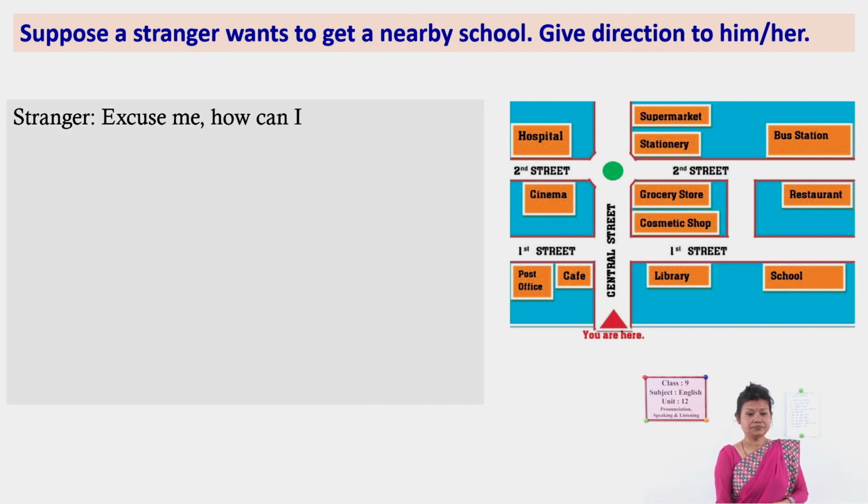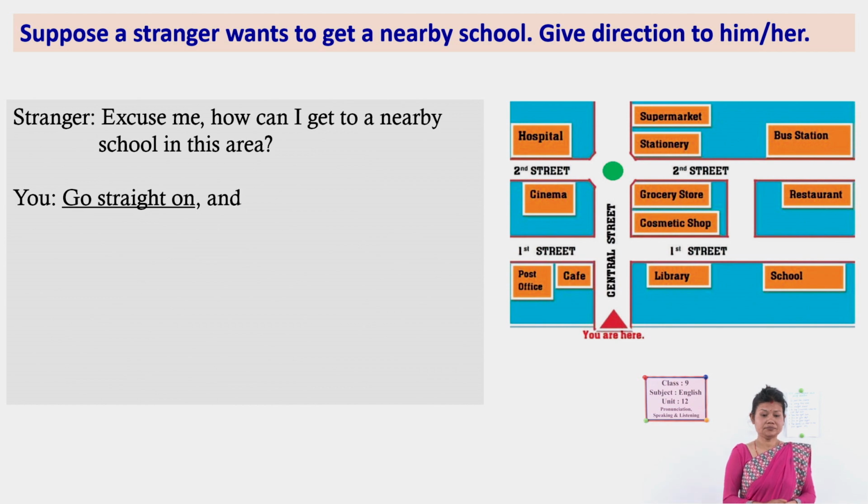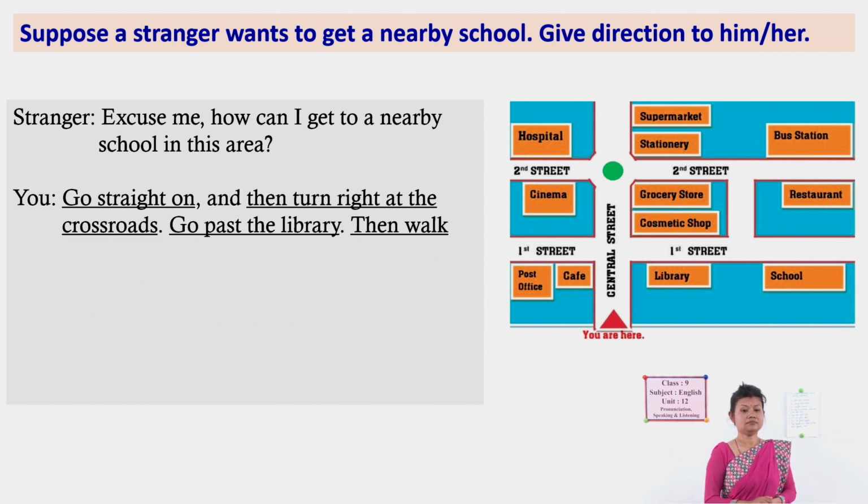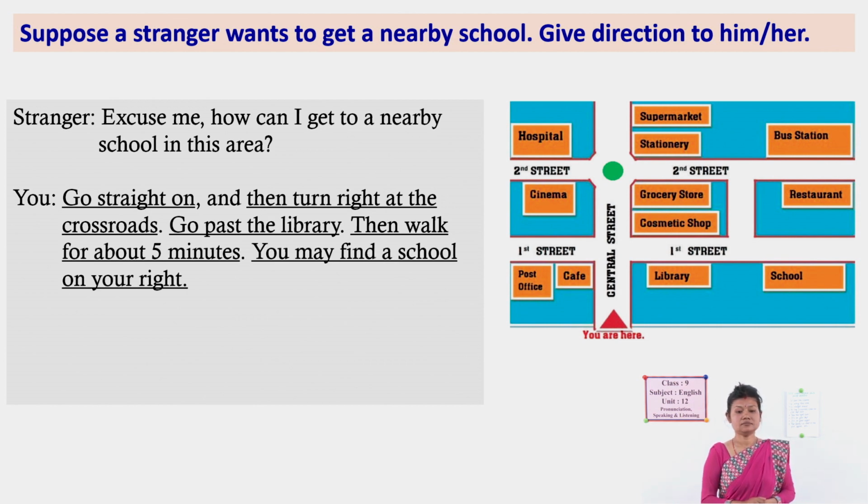Excuse me, how can I get to a nearby school in this area? Very good. Go straight on and then turn right at the crossroads. Go past the library, then walk for about 5 minutes. You may find a school on your right. Very good.